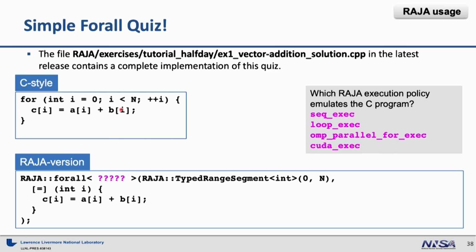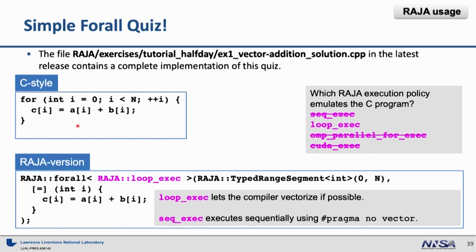How about this one? Just a normal for loop. Okay, I hear sequential exec, I hear loop exec. Yes, loop exec is the right one because loop exec basically translates to normal C-style code and it lets the compiler do whatever optimizations it can. It'll allow it to vectorize if it's possible. Sequential exec is the one that forces no vectorization and forces it to run in order.